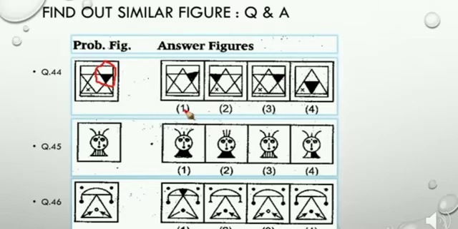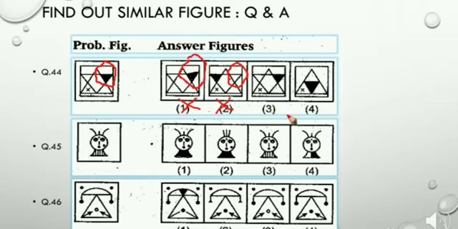Let's go to answer 1. In the first answer, let's check for this area. This is not similar because this triangle is not the same, so this cannot be the answer. Let's go to option 2. In this option, let's check for this area. In this answer 2, this area is not similar because it is not darkened here. It was a dark circle, it is not dark here, so this cannot be the answer.